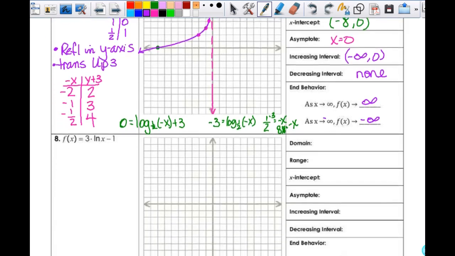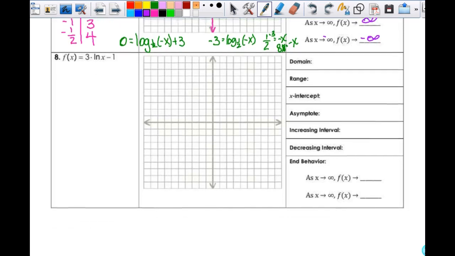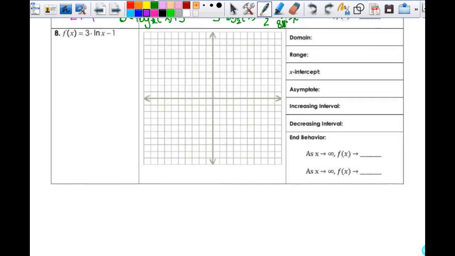Then go ahead and start working on this next one while I pass out your homework.